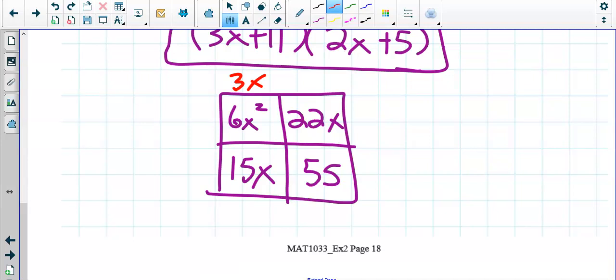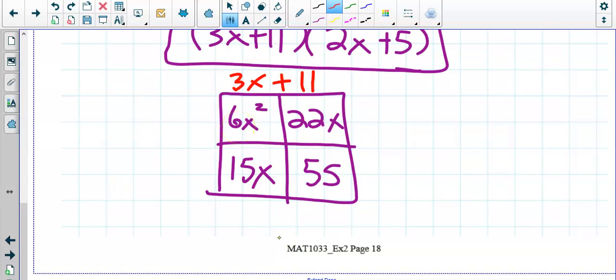11. Positive. That was one of our parentheses. What's in common in these two? And an x. Both of them have x. What's in common in these two? And that is a positive 5. And that was the other parenthesis. Answer.